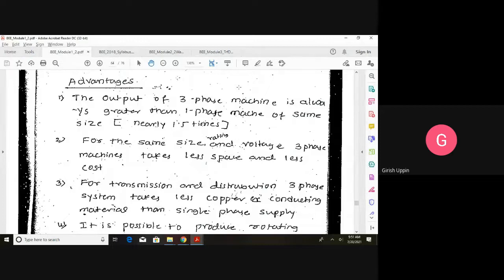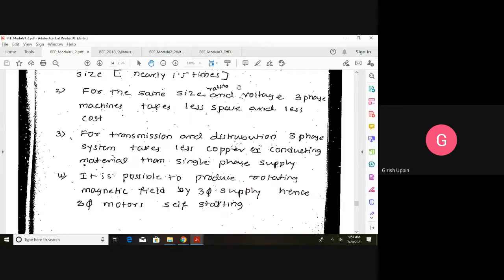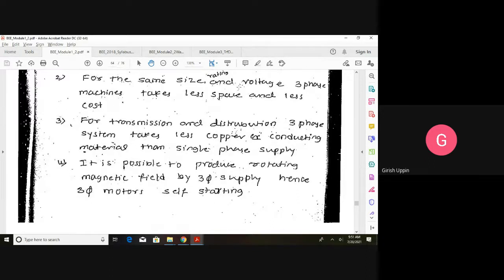And for transmission and distribution, a three-phase system takes less copper or conducting material than a single-phase supply. If you think about single-phase transmission, you would require two wires, right? One for the phase and one for the neutral. In case of three-phase power, we need only three wires. If you remember the delta, all the transmission and most of the distribution is done in the delta fashion, where you would require only three lines. That is how we can save on the conducting material or the copper.